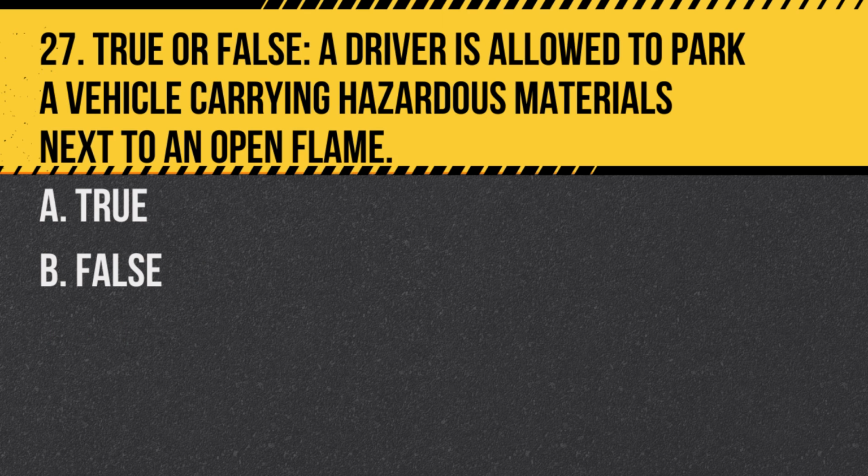Question 27. True or false? A driver is allowed to park a vehicle carrying hazardous materials next to an open flame. A. True. B. False. Answer: B. False. This is a dangerous situation and is not allowed.